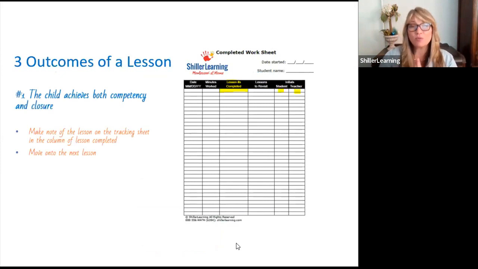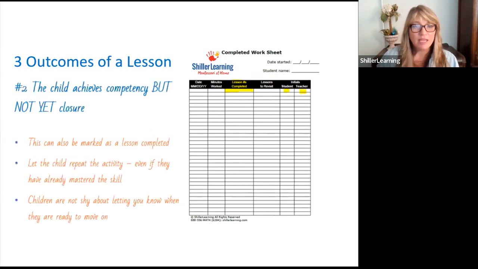Okay, now there are 3 possible outcomes of a lesson. Keep these outcomes in mind as you are using the 3-period lesson. The first possible outcome is that the child achieves both competency as well as closure, and they get it, they're ready to move on. In that case, just jot down the lesson that has been completed and move on to the next. Very simple.